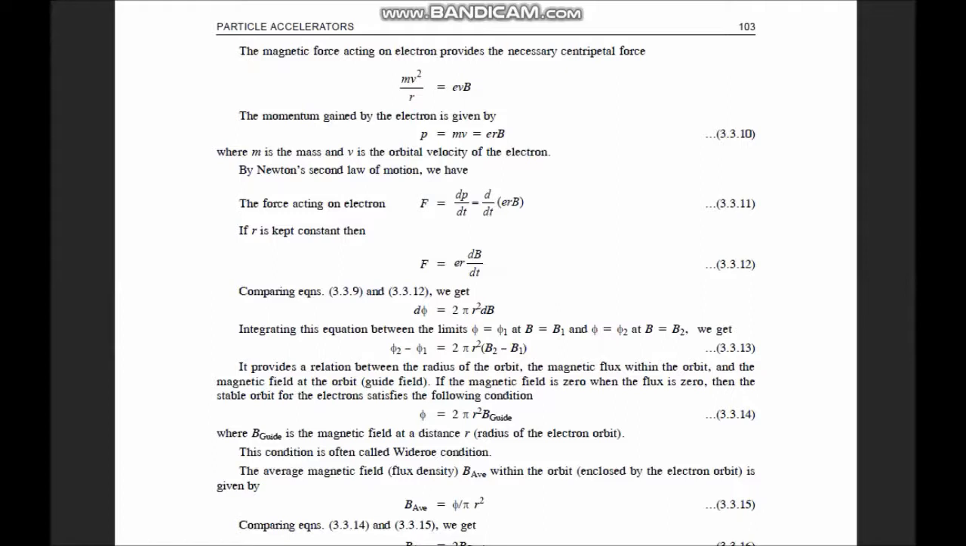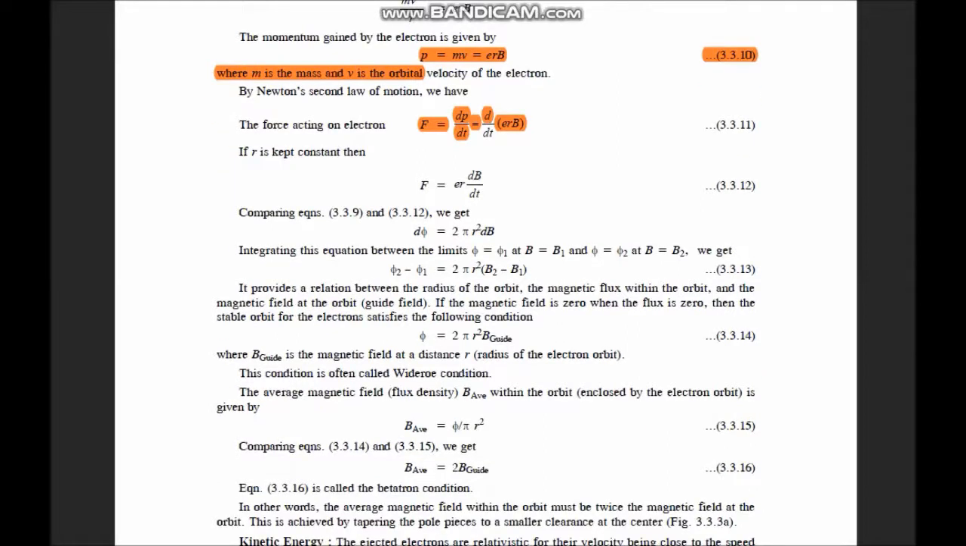So mv square by r is equal to evB. Now if we solve this equation and calculate momentum from here, then momentum p is equal to m into v, and from this equation we get it equal to erB. Now there is another definition of force. Force is also given by rate of change of momentum. So F is equal to dp by dt. If you substitute the value of p, erB, we get this equation. So ultimately we get F is equal to e into r into dB by dt, considering r to be constant. It doesn't depend upon time.